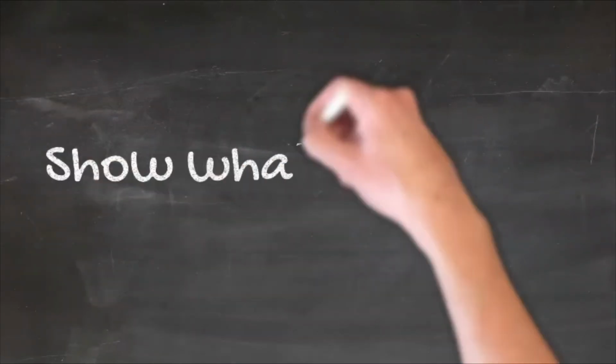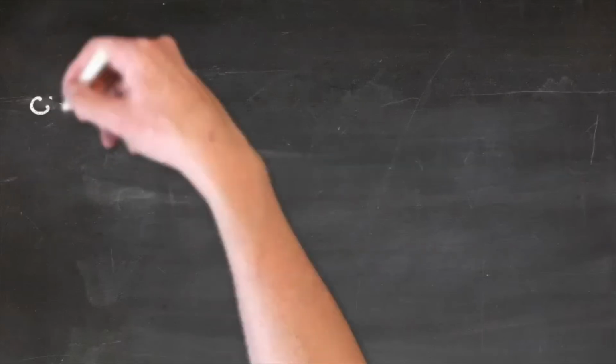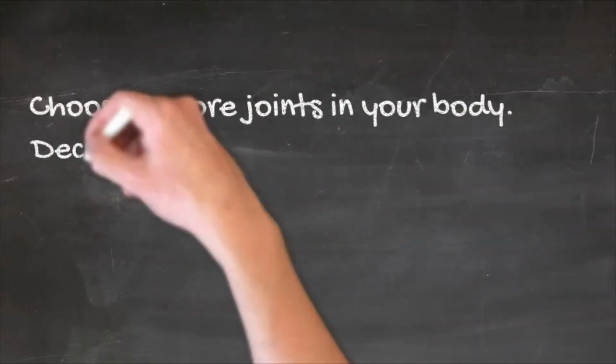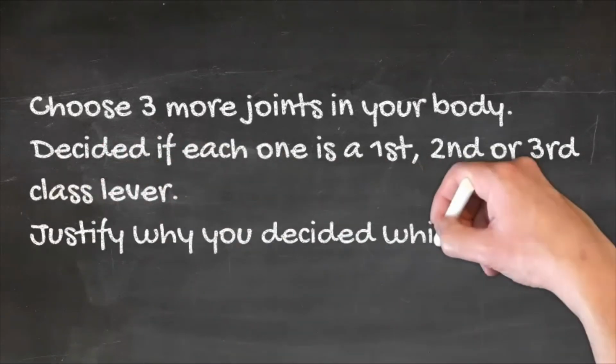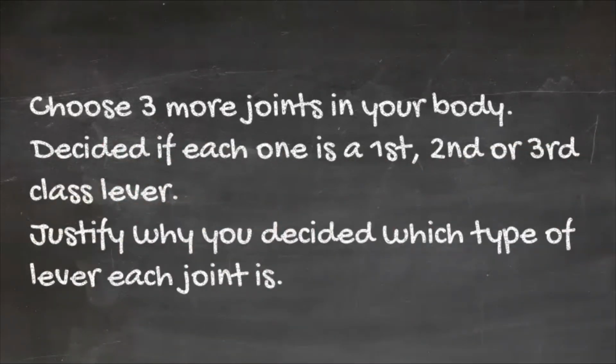Now it's time for you to show me what you know. You're going to choose 3 more joints in your body, decide if each one is a first, second, or third class lever, and justify why you decided which type of lever each joint is.